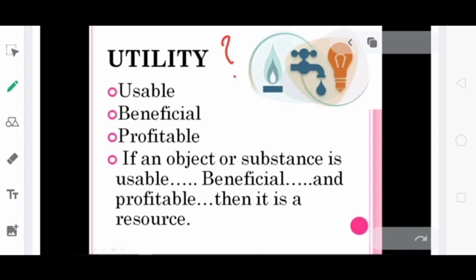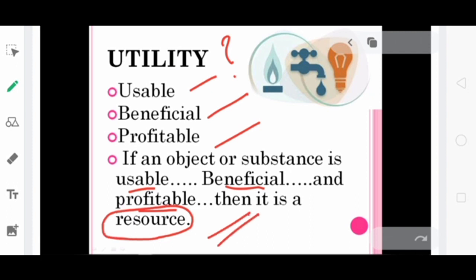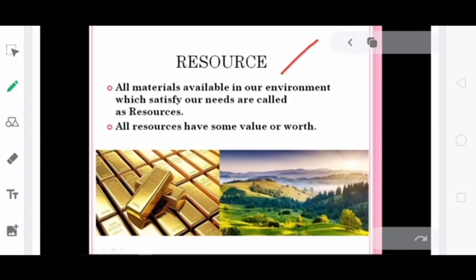What exactly is utility? Well, it refers to something that is usable, beneficial, profitable for you in some way or the other. So, if an object or substance is usable, beneficial and profitable, then it is a resource. That brings you to the topic resources. Resource. All materials available in our environment which satisfy our needs are called as resources.